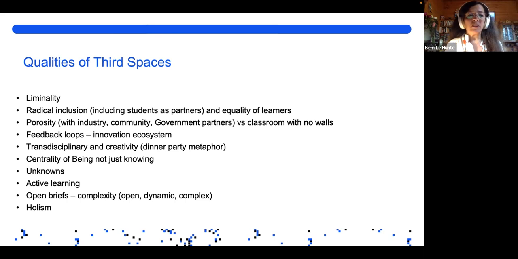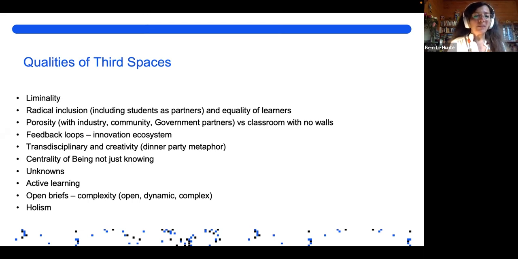Another quality for third space for me is this centrality of being, not just knowing. And I'll talk more about that in a minute. It's also about going into the unknown or uncertainty and feeling okay with that and managing your own feelings in that space. It's about active learning, often problem-based learning.